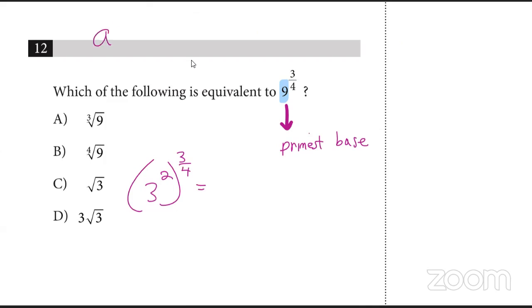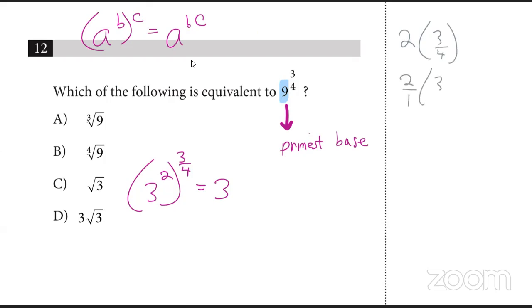Now, exponent rules in that situation say if I have a to the b to the c power, we're supposed to know that that's where you multiply. So this is 3 to the 2 times 3/4 power. So now what's 2 times 3/4? Well, it's the same as 2 over 1 times 3 over 4. And before multiplying, I might cross simplify, divide those both by 2, and I get 1 and 2. And so now I have 3 over 2. So the answer is 3 over 2.